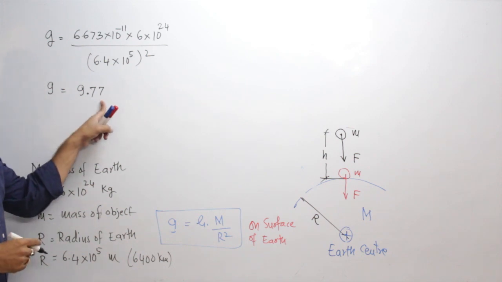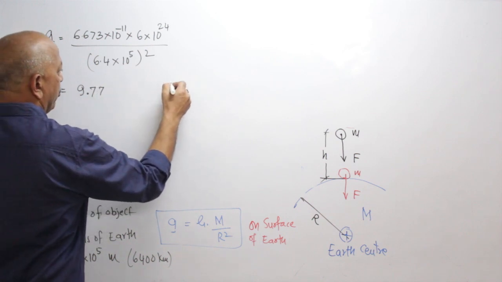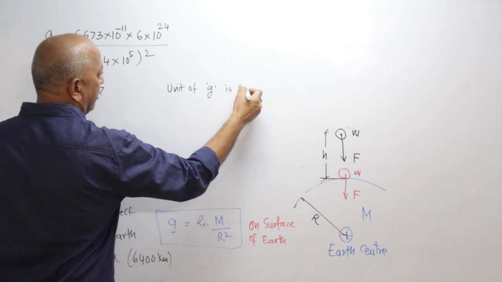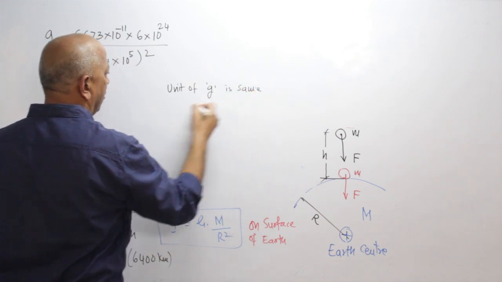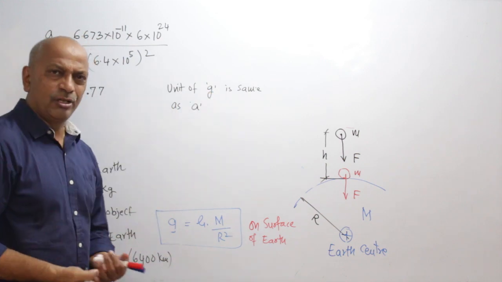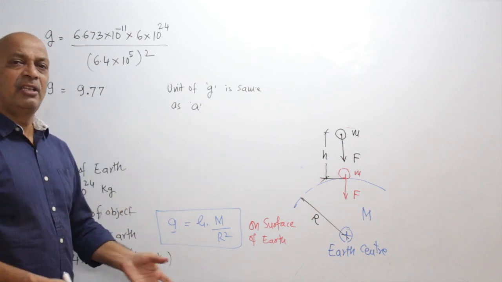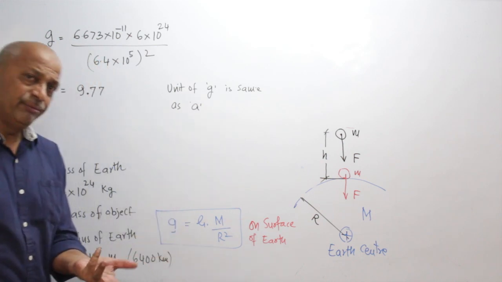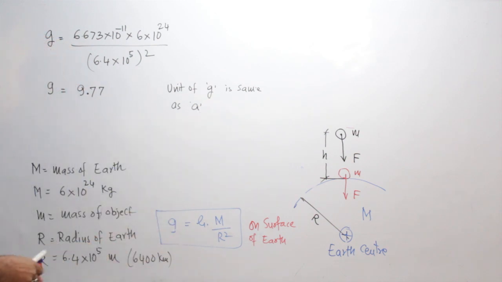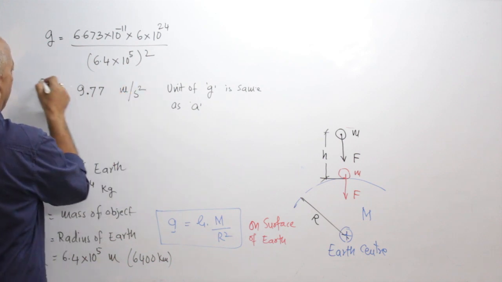What is the unit of this one? The unit of g is the same as the unit of acceleration. g is the acceleration, so there is nothing different. It's the same; only here we call it g because it's the acceleration due to Earth. That is the only reason it's called g, and the unit is the same. So this unit we can call meter per second square.